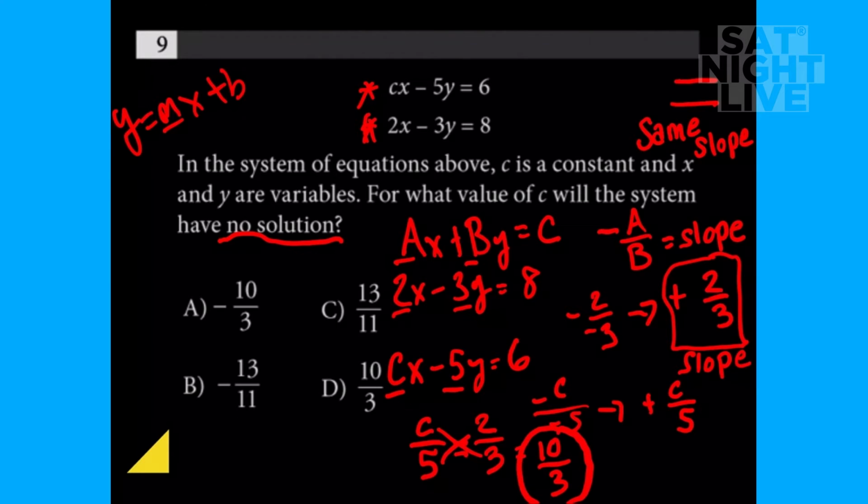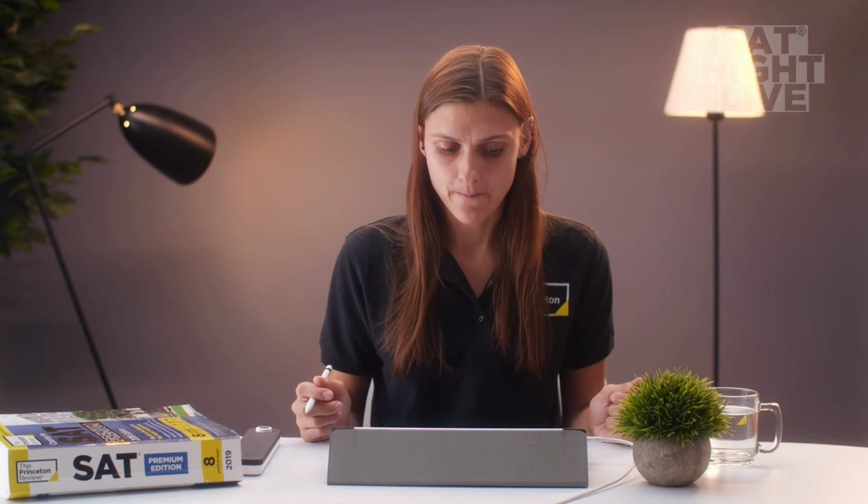10 over 3. And check it out, that is one of our answer choices. Choice D, 10 over 3. So what does this all mean? This means that when c equals 10 over 3, the slopes for the 2 equations are going to be the same, meaning that the lines are going to be parallel.